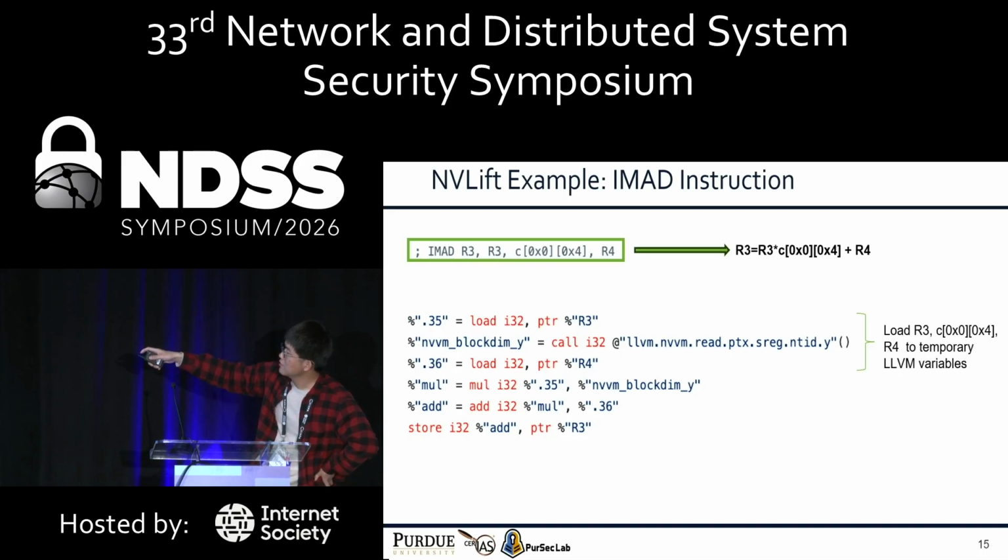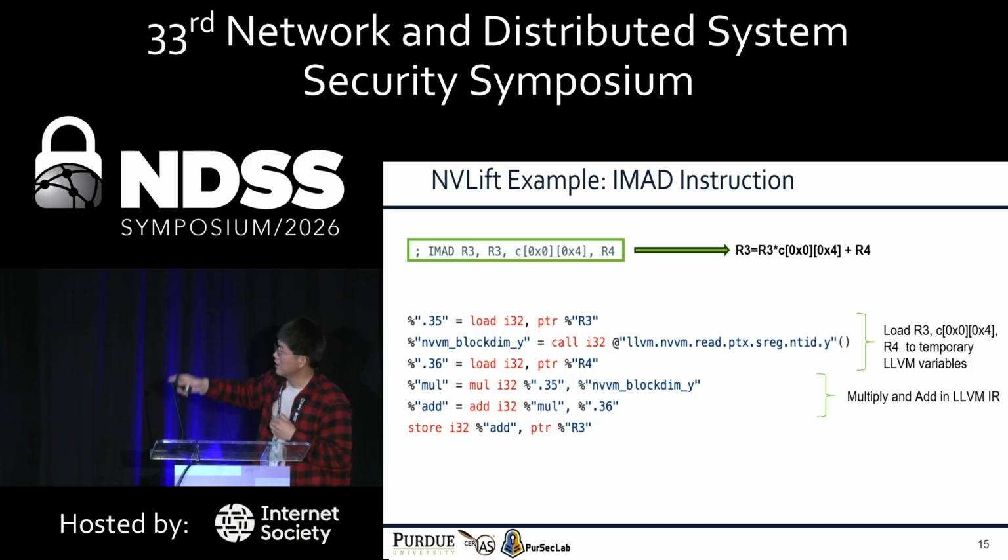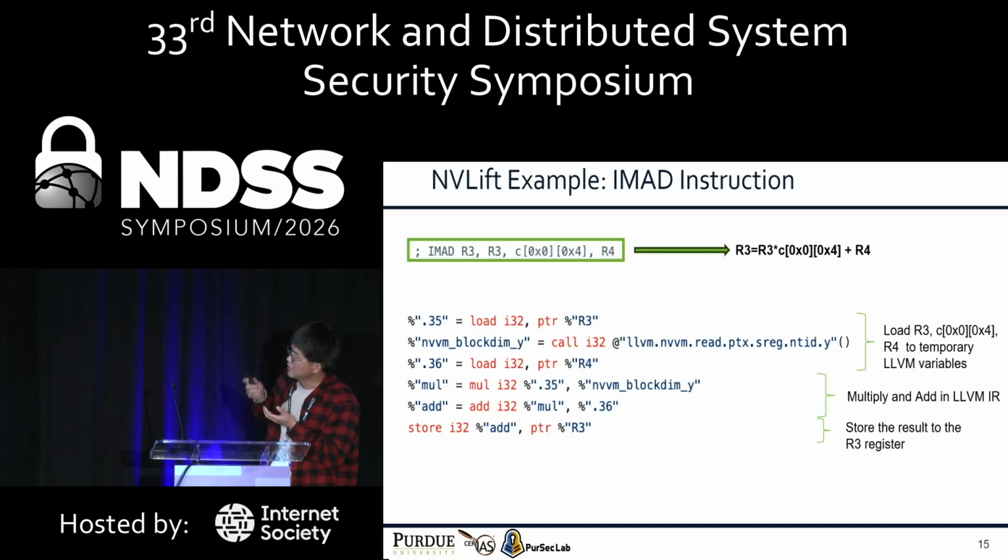For the first three instructions, we will load the content from registers and constant memory, which is stored in some temporary variables. And then we will do the multiply and add in the IR. After that, we will store the result to the R3 register. It's also an LLVM IR variable.